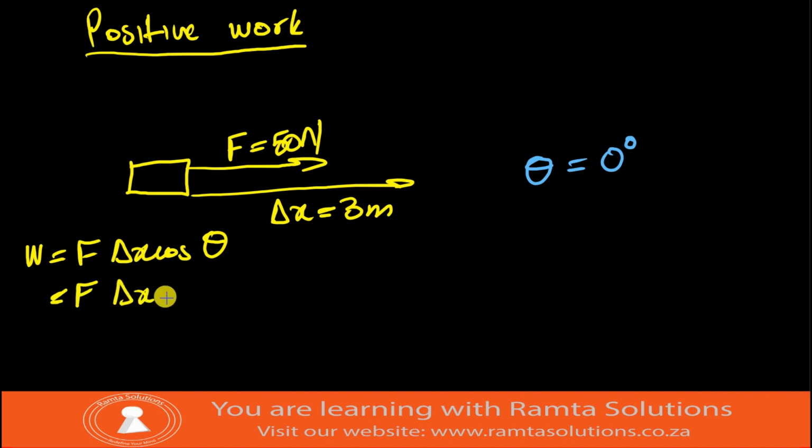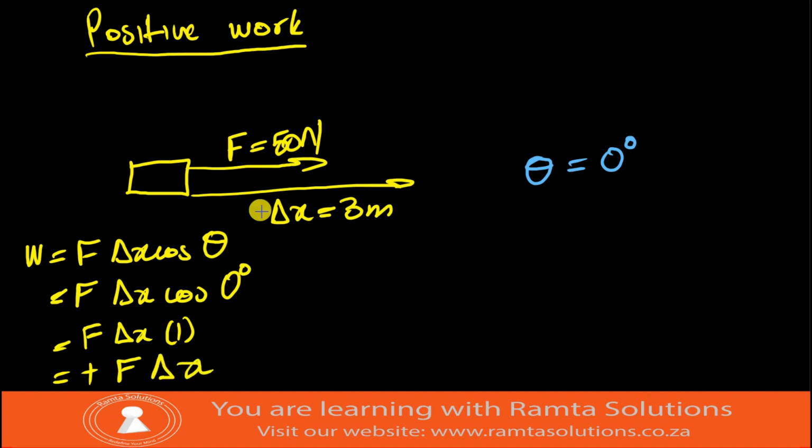So generally, we will say cos 0, right? Now, okay, so cos 0, we know it to be positive 1. So this means we have positive delta X. Now, when we substitute these values, we basically got positive 150 joules, right?